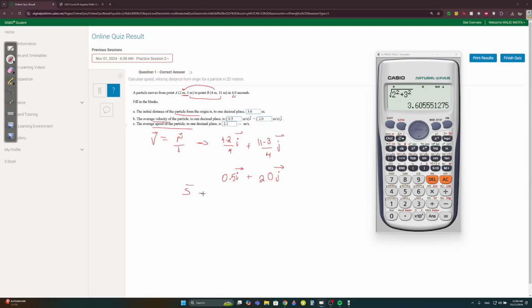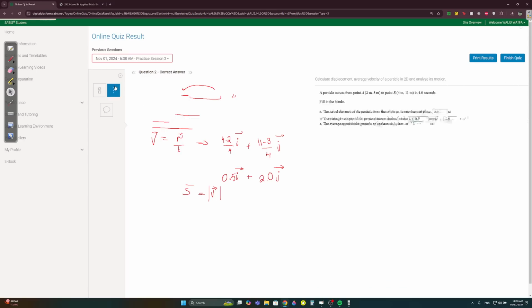The average speed of the particle. Speed is always the magnitude of velocity. So you put 0.5 squared plus 2 squared. Oh no, sorry, radical. Yeah, radical of that: the square root of 0.5 squared plus 2 squared. You get 2.06, which to 1 decimal place is 2.1, right?